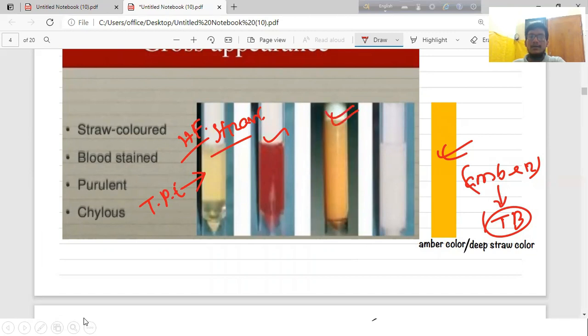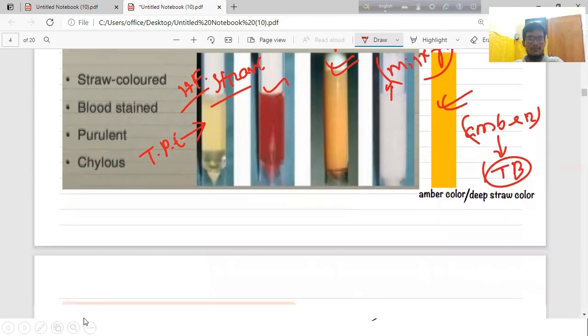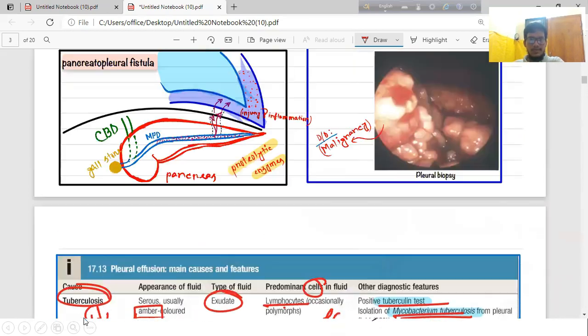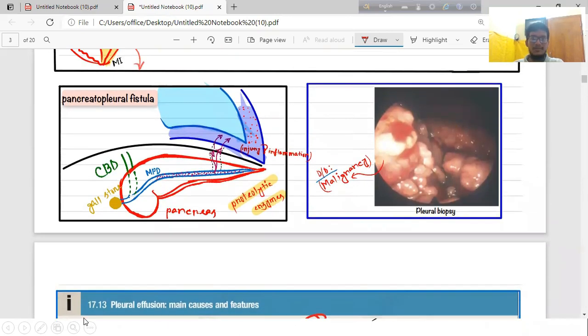And this is called purulent type of pleural fluid. This is found in pneumonia. I have shown you it just previously. And this is chylous or milky appearance, which is due to thoracic duct obstruction. So that is all about the color of pleural fluid. Now let's get to the point. What happens in case of pancreatitis?